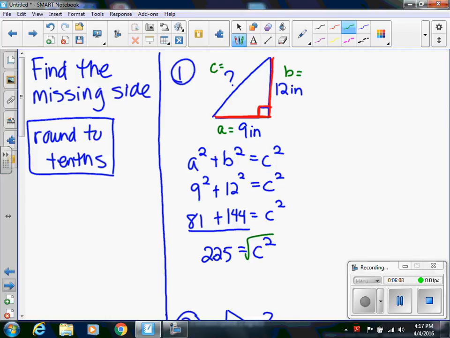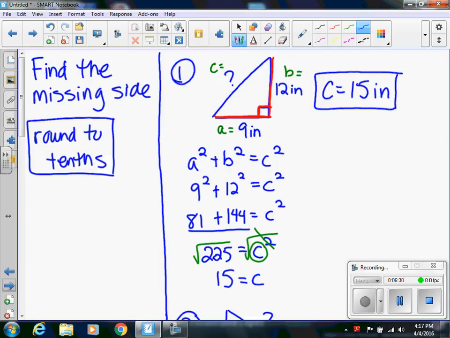So I'm going to do the square root of this. That cancels this out, and I'm left with C all by itself. If I do it on the right, I have to also do it on the left. So now that I do that, C is going to equal 15. The square root of 225 is 15. And so that means that my C up here equals 15 inches. And this is my answer. My hypotenuse, or that missing side, was 15 inches.